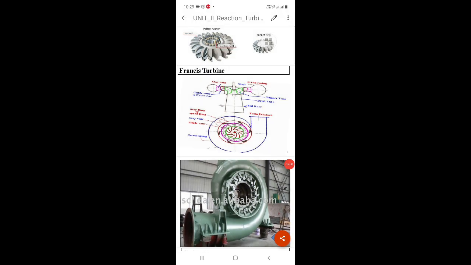Complete the figures. Then we will discuss the overall views of the Pelton wheel turbine and Francis turbine.